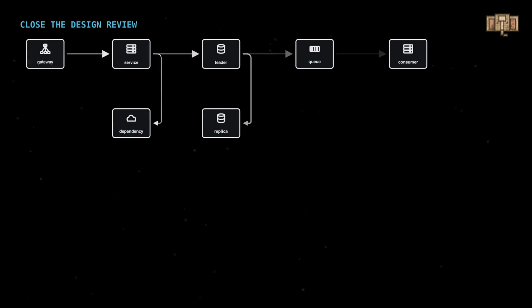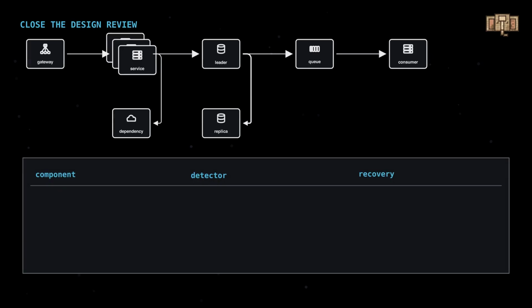Now let's assemble the toolkit the way you'd close a design review. Here's the full system. A gateway, a service, the database leader with its replica, a third-party dependency, and a queue draining into a consumer. The service is really a fleet of instances. We walk it box by box, and every box gets its detector and its prepared recovery.